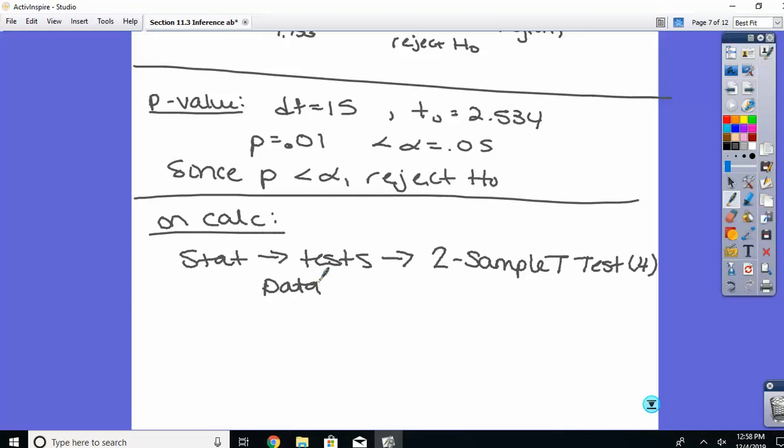Okay, your list 1 should be L1. List 2 is L2. Both frequencies should be set at 1. What was my alternative? Greater than 0. It asks for pool, just keep that as no. It will always be no. And then go down to calculate.